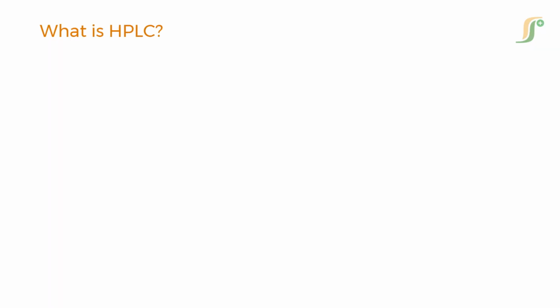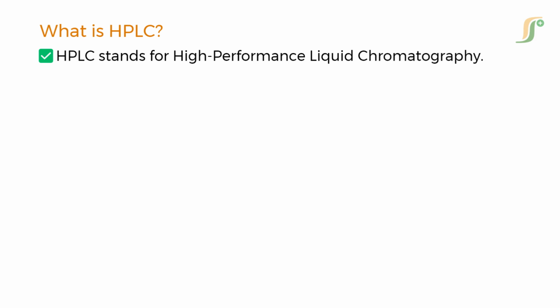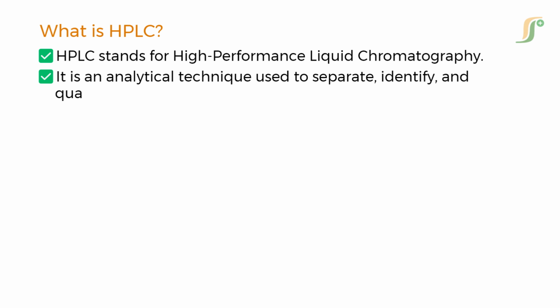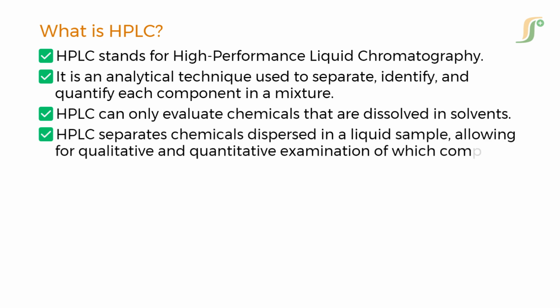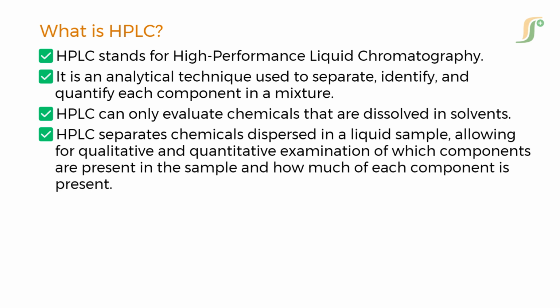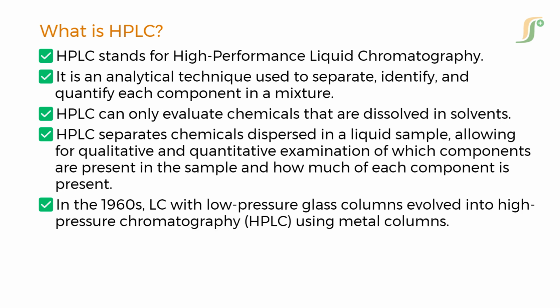First of all, let us know about HPLC. HPLC stands for High-Performance Liquid Chromatography. It is an analytical technique used to separate, identify, and quantify each component in a mixture. HPLC can only evaluate chemicals that are dissolved in solvents. HPLC separates chemicals dispersed in a liquid sample, allowing for qualitative and quantitative examination of which components are present in the sample and how much of each component is present. In the 1960s, LC with low-pressure glass columns evolved into high-pressure chromatography using metal columns.